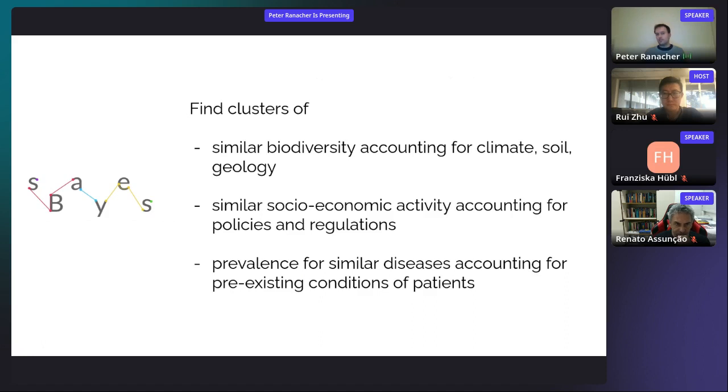We are currently applying this algorithm, or the idea, on several case studies. One of them is finding similar biodiversity, doing so by accounting for the confounding effect of climate, soil, and geology. So we could imagine that these three factors have a huge impact on biodiversity, but there are spatial patterns that exist when these confounding factors have been taken care of. Then one other idea is using S-space to cluster similar socioeconomic activities in space while accounting for different policies and different regulations. And the third one, to cluster similar diseases in space, or similar prevalence of disease in space, accounting for the conditions or pre-existing conditions of patients.